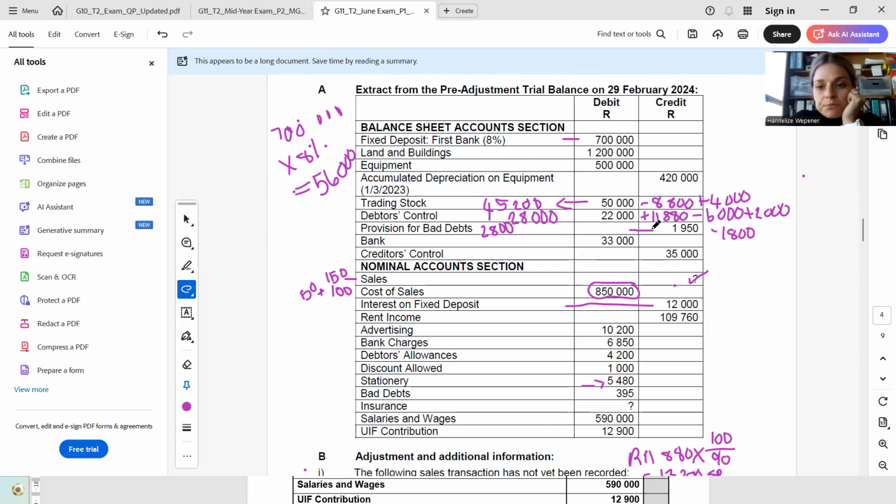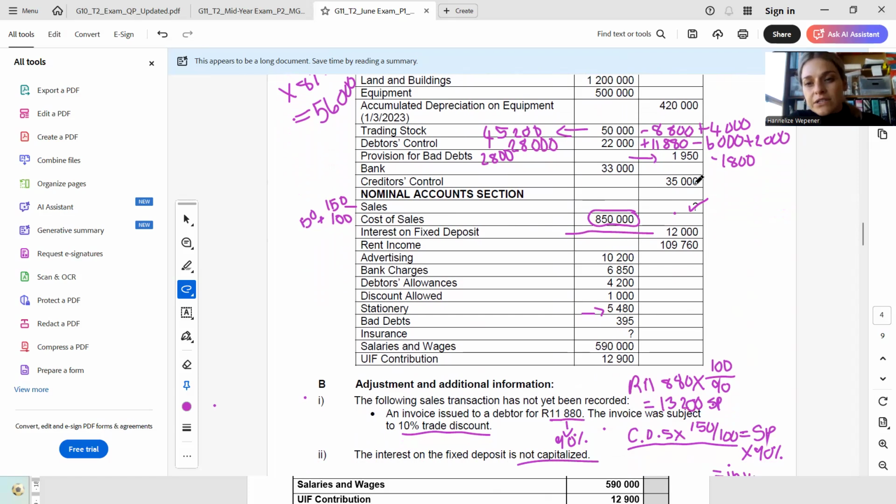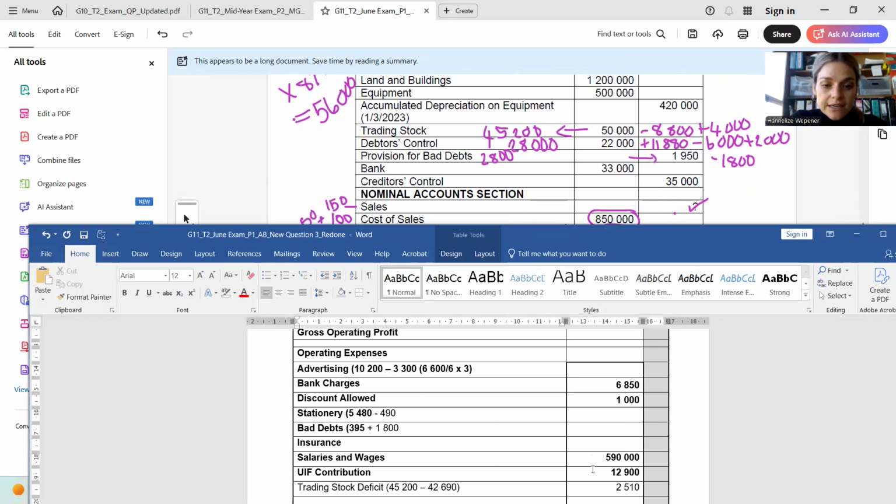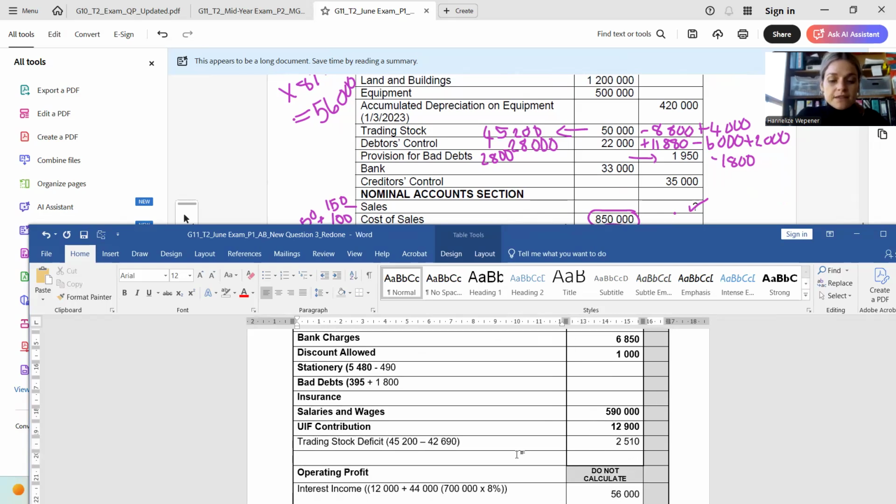Previously, I already recorded provision for bad debts of 1,950. So I now need to increase this provision to be 2,800. And remember that when we increase the provision, it means that we are increasing the expense. So because we're making a provision for the debt not being collected, if we have to decrease the provision, it goes to the income. Please remember that this account is provision for bad debts adjustment.